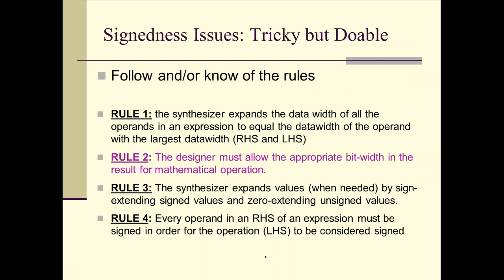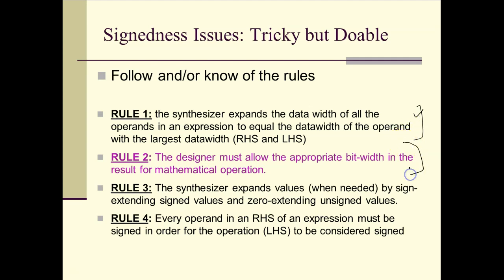So these are the four rules we're dealing with, and we'll go over them real fast here. First of all, the synthesizer is going to look at the expression, both the left-hand and right-hand side of the assignment operator, and look for the operand with the largest bit width, and it's going to expand all the operands in the expression to that bit width.